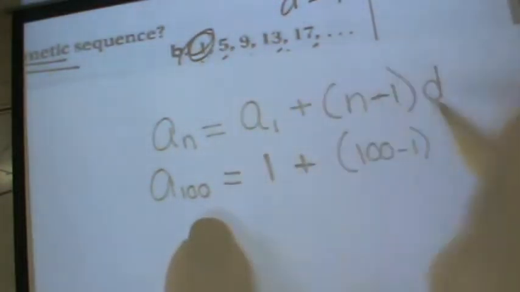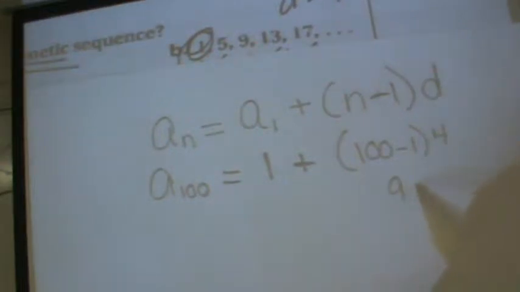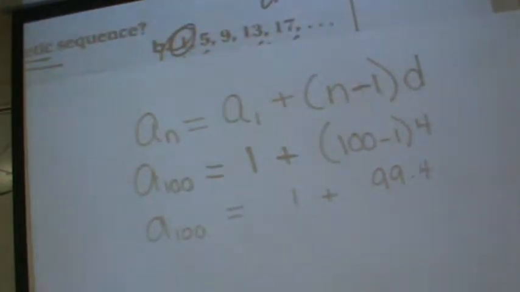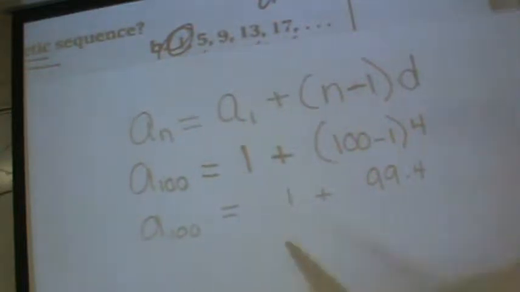And what is the pattern doing? It's going up by 4. The common difference is 4. So it's just 99 times 4, and then add 1. So your 100th term is, help me out. What's 99 times 4? 396. So 397?